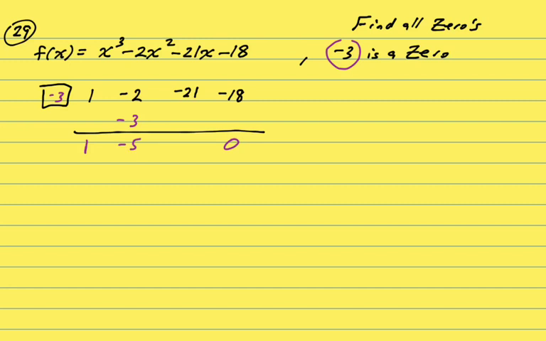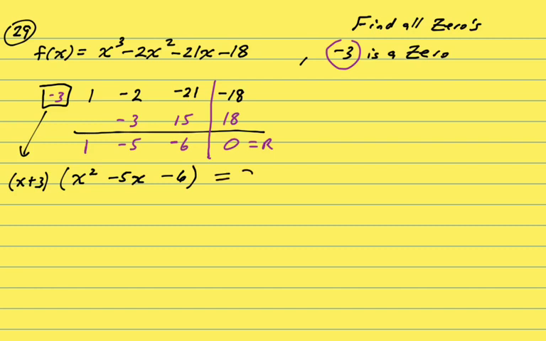Negative 5. Multiply would be 15. When you add, what is it? Negative 6. Negative 3 times negative 6 is 18. Those add to 0, so your remainder is 0. So what this meant was x plus 3. This means 1x squared minus 5x minus 6. And again, I'm trying to find zeros.